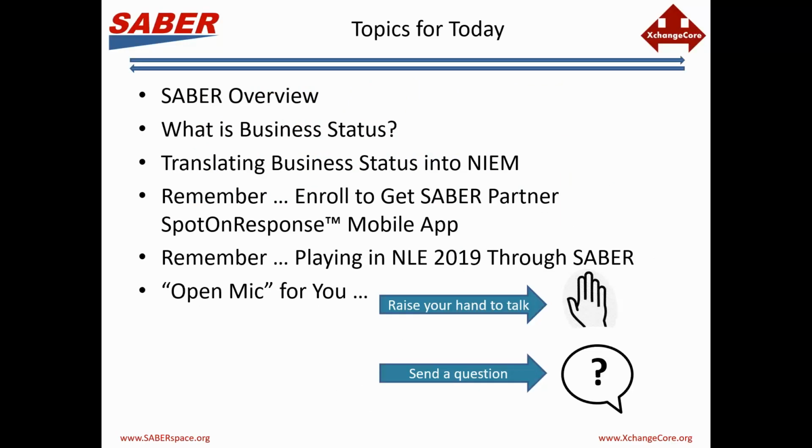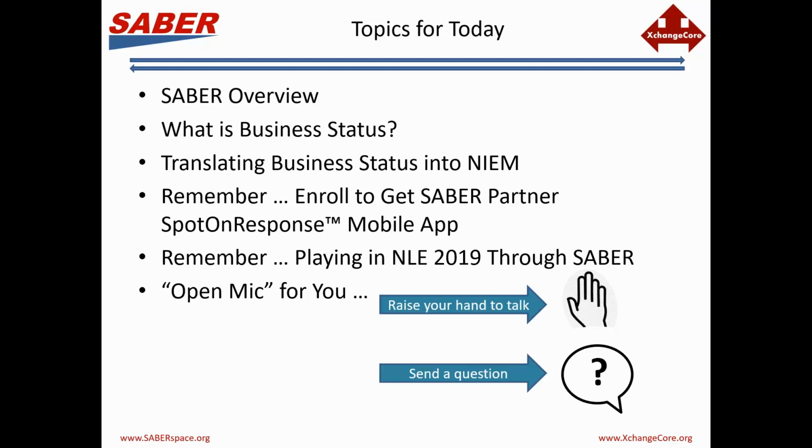First of all, sort of a level setting, quick 3-minute overview of SABER so that everybody knows what we're talking about, followed by a look at what business status is from both an operational standpoint as well as data, because that's what we're ultimately getting to. And we'll go through the in-depth translation of that business status into NIEM, giving a background to NIEM and providing all of the steps that we went through to create this NIEM information exchange package.